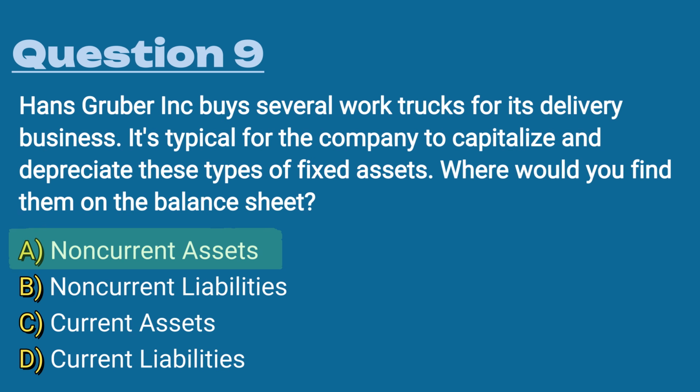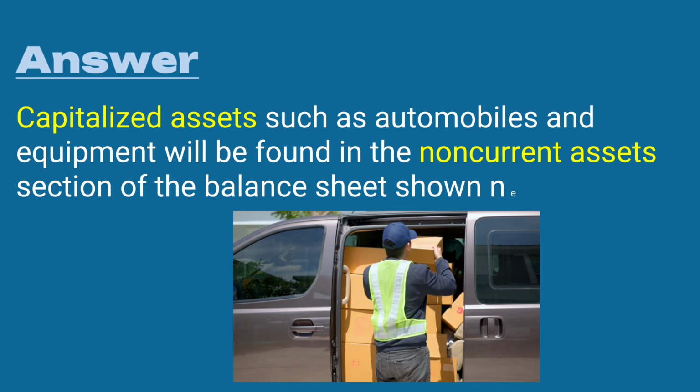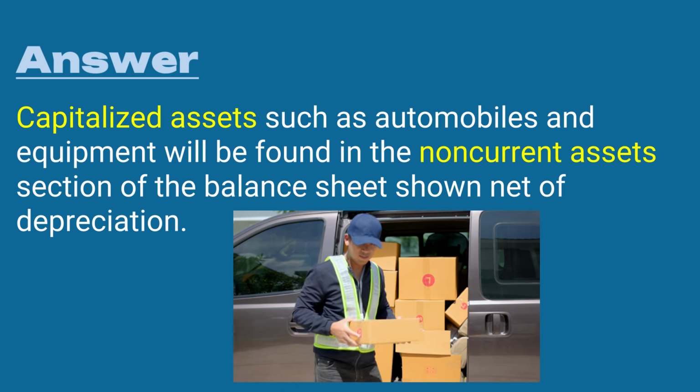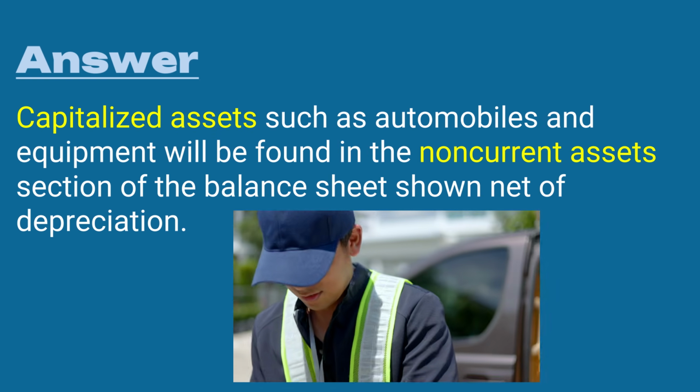The answer is A, a non-current asset. Capitalized assets such as automobiles and equipment will be found in the non-current asset section of the balance sheet, shown net of depreciation.